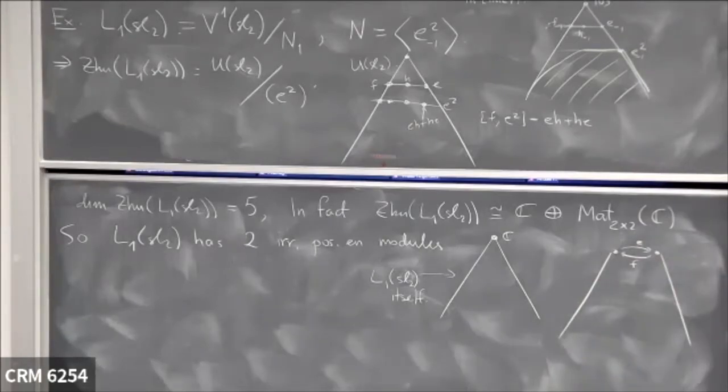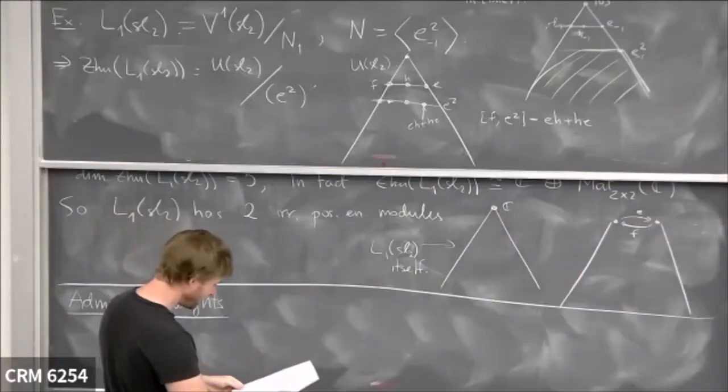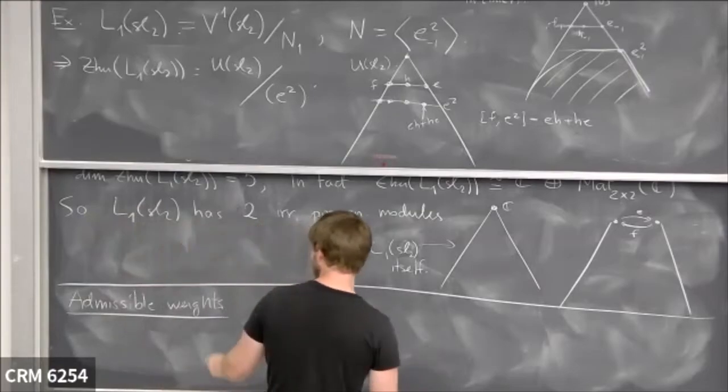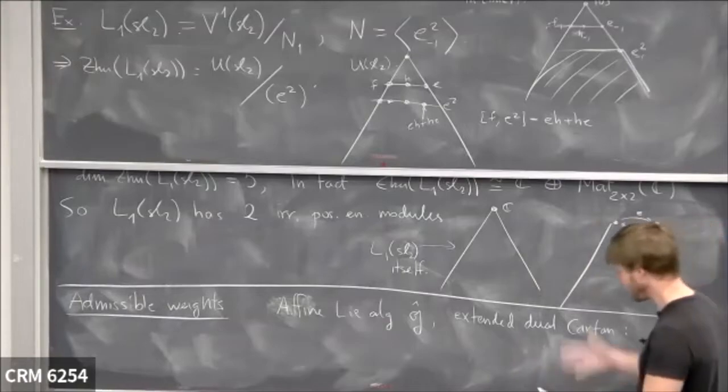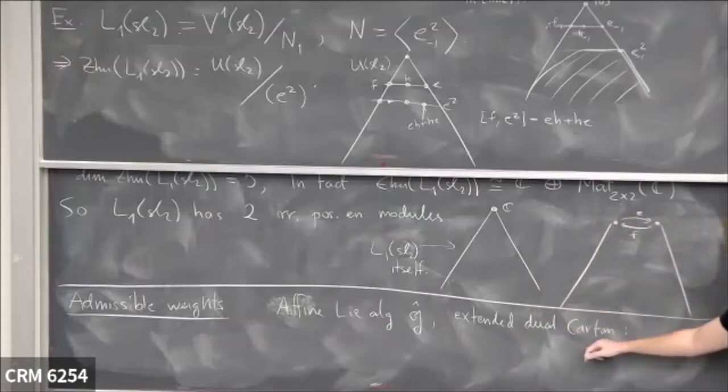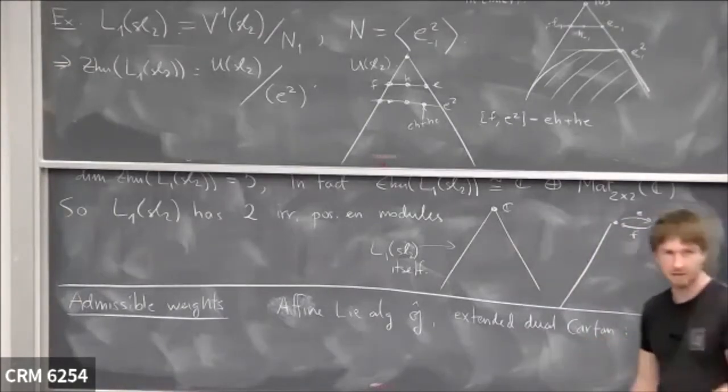Okay, so you can proceed in this way, but the computations get pretty onerous. So let me start introducing a bit more theory. So affine Lie algebras. Admissible weights. What are admissible weights? So there's this sort of usual thing in the theory of affine Lie algebras where, in order to have a good highest weight theory, we extend the Cartan subalgebra a little bit.